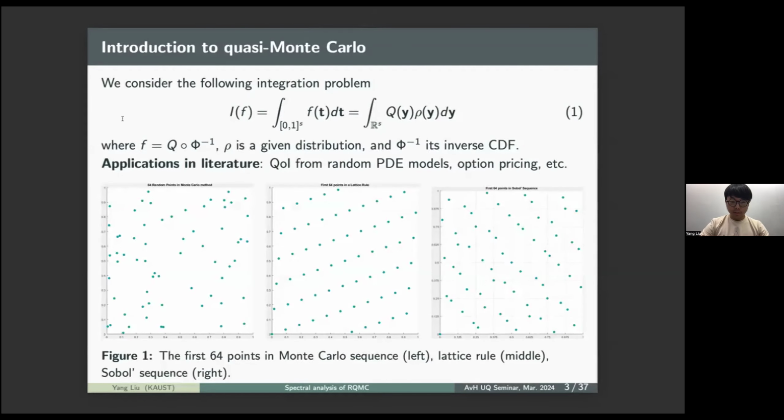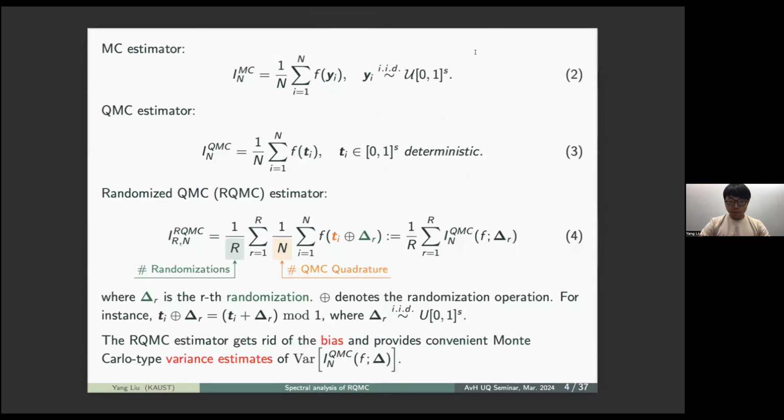So here I'm showing 64 points of Monte Carlo and these two types of quasi-Monte Carlo quadrature in space. And these low discrepancy sequences try to distribute the points more evenly in this unit hypercube. The Monte Carlo estimator is just the average of the function evaluations at the IID samples in this unit hypercube, while the quasi-Monte Carlo estimator replaces these random samples by the given deterministic points.